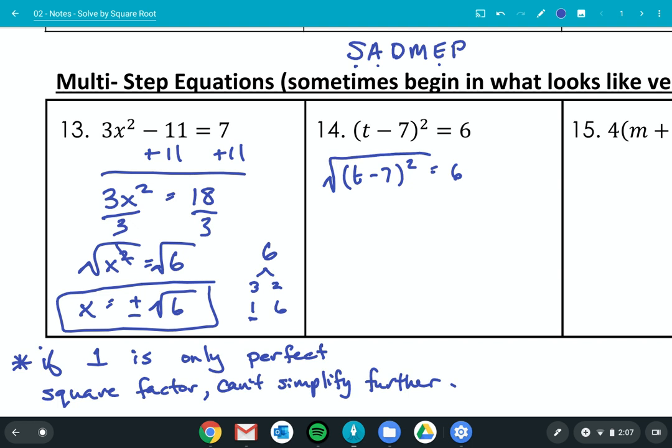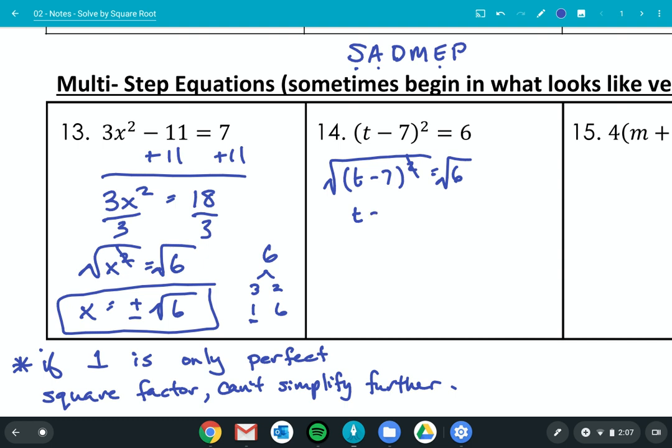So we take a square root of both sides. This goes away. So now when the squared goes away, ask yourself, what's left over here? What have I not slashed out? It's the t minus 7. That stays intact. We've already dealt with square root of 6. We know that can't be simplified anymore, so I'm going to leave it just like this.